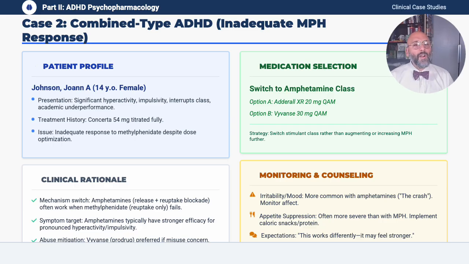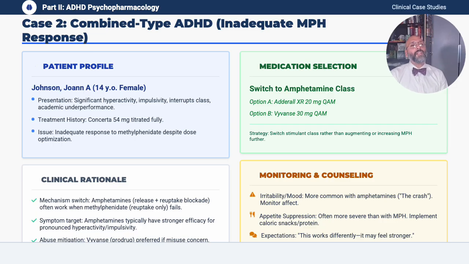And if there are concerns about misuse and diversion, then Vyvanse is preferred because it's a prodrug, and it has to be metabolized to become active. That means crushing and snorting is supposed to be not as easy to do. So this switch also requires a change in counseling.